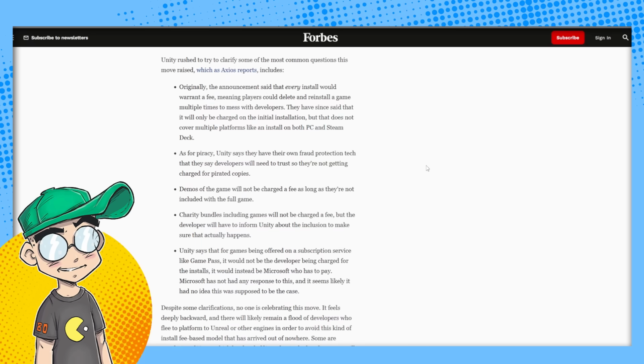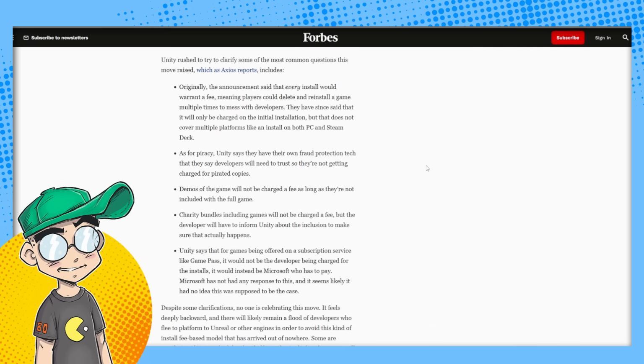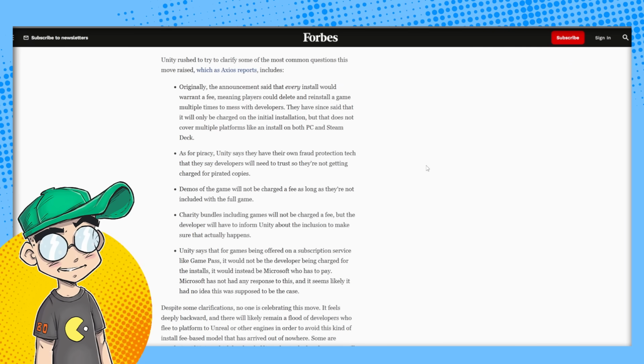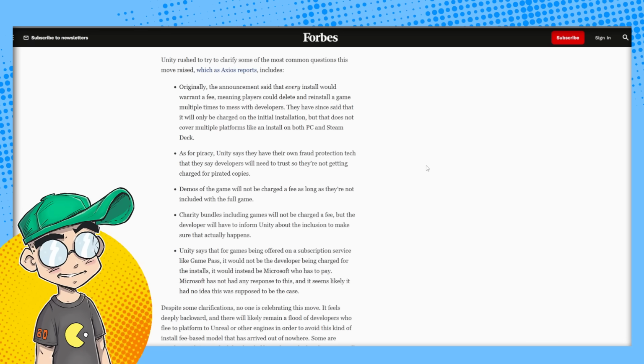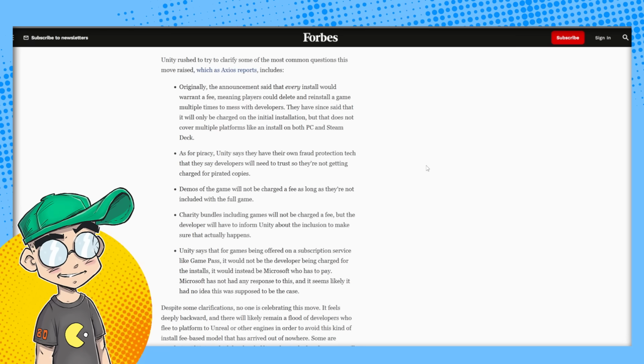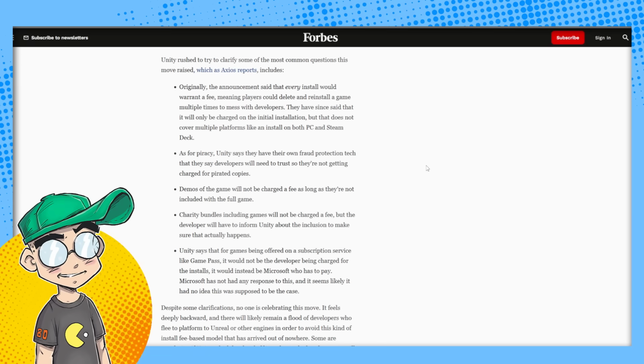Unity rushed to try to clarify some of the most common questions this move raised, which Axios reports includes: originally, the announcement said that every install would warrant a fee, meaning players could delete and reinstall a game multiple times to mess with developers. They have since said that it will only be charged on the initial installation, but that does not cover multiple platforms. This is not much better, guys. Like an install on both PC and Steam Deck.